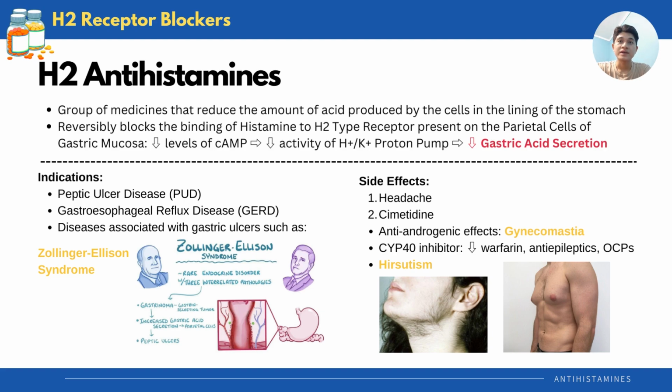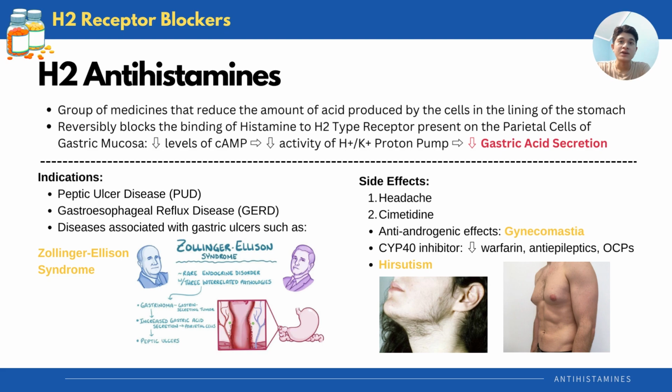Overall, H2 antihistamines are medicines that reduce the amount of acid produced by the cells in the lining of the stomach. It is indicated in peptic ulcer disease, gastroesophageal reflux disease, and diseases associated with gastric ulcers such as Zollinger-Ellison syndrome. The Zollinger-Ellison syndrome is a rare endocrine syndrome with three interrelated pathologies. First is gastrinoma, then increased gastric acid secretion, and peptic ulcers.